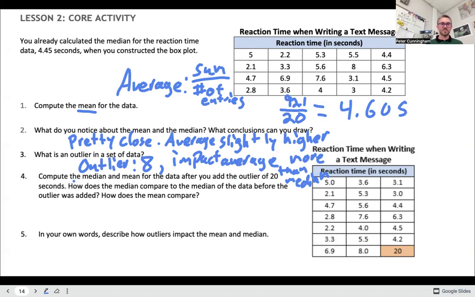All right, compute the mean and median for the data after you add an outlier of 20. So now we have 21 pieces of data. And let's look at how the mean compares to the mean of the data before the outlier was added. Right now we're comparing 4.45 with 4.605. And we said 8 might be a bit of an outlier, getting that average a little higher. But let's see what happens if we take that 92.1 and add 20 to it. So 92.1 plus 20.